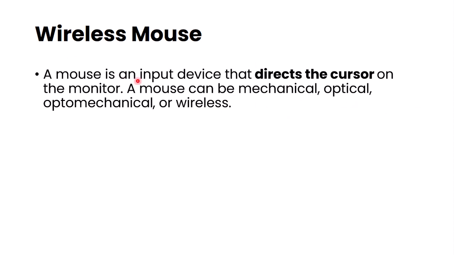It is used to direct the cursor on the monitor. So a mouse can be a mechanical mouse, like the one that has a ball under it. That's a mechanical mouse. An optical mouse is the one that has a red light, laser light under it. And then you have an opto-mechanical mouse, which is a combination of mechanical and optical mouse. And you have a wireless mouse.